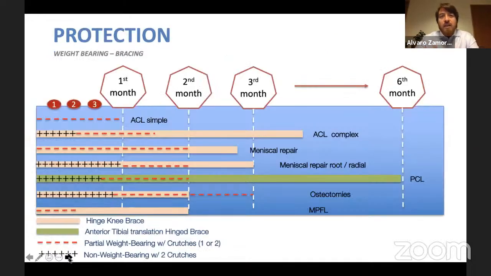This is my protection chart, at 1, 2, or 3 weeks in the first month, for the surgeries that I perform: ACL simple, meniscal suture, maybe non-weight-bearing, and for ACL complex with suture or something else, maybe use a hinge knee brace. After that, we can show that flow chart to the patient to understand how many months are coming.